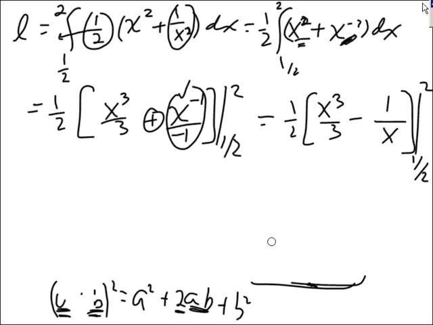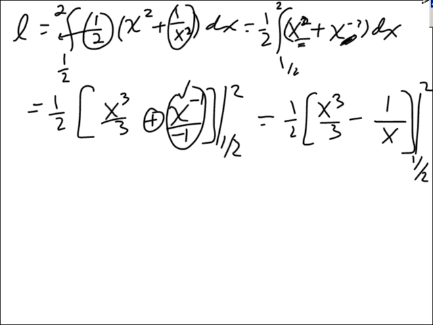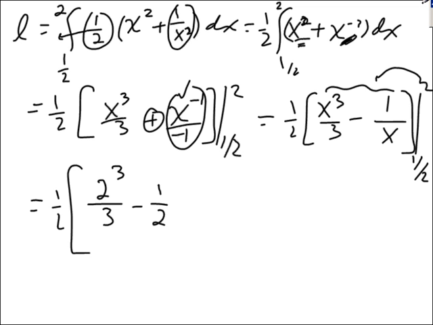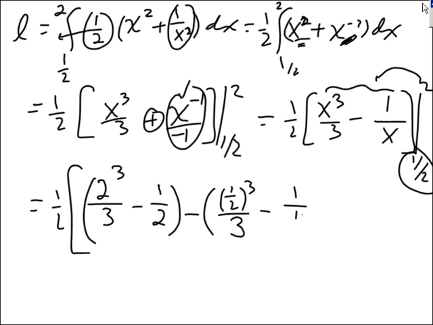Now we evaluate. The 1/2 I'm going to put in front of everything. Get in that habit. That way you don't have to deal with the half. It's 1/2. Big brackets. First I plug in 2 for x. I get 2 cubed over 3 minus 1 over 2. Brackets minus new brackets. Now wherever I see x, I plug in a half. I have a half cubed over 3 minus 1 over a half. Here's my good old half in front.